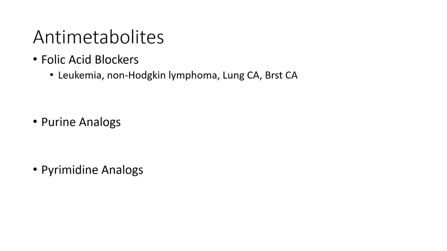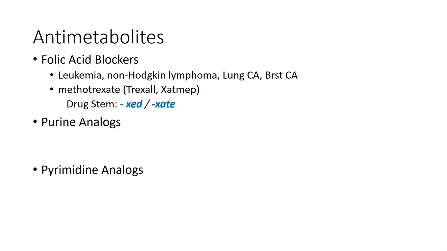So, folic acid blockers are used for leukemia and non-Hodgkin lymphoma, as well as lung cancer and breast cancer. And the prototype drug is methotrexate. We've talked about this drug when we discussed rheumatoid arthritis. So this can be used for cancer, but it's also used for other things. It's available by brand names Trexall and Xatmep. And it will have a drug stem for the folic acid blocker antimetabolites of trexate or xate, methotrexate.